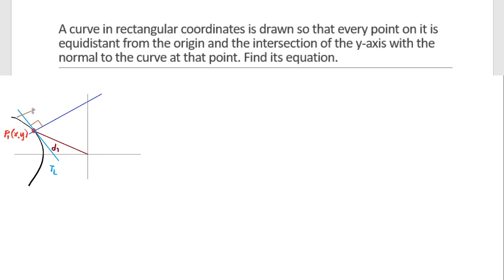So this is our tangent line, and this is our normal line. It says they're equidistant with the normal to the curve, intersection of the y-axis. This is our y-axis, and this is our normal line. Their intersection at this point, that's what you mean by equidistant. From this point to this point, it's the same, although it may not be, but it must be the same.